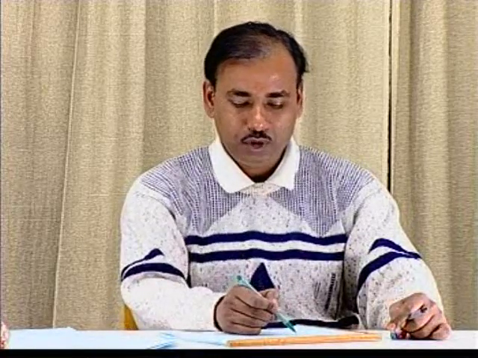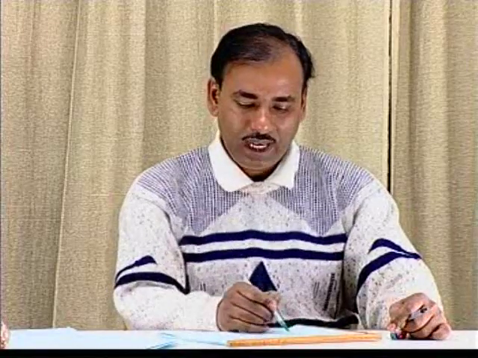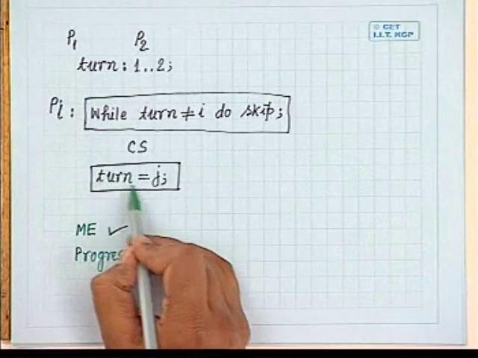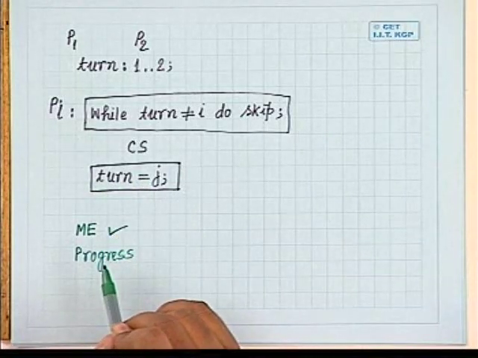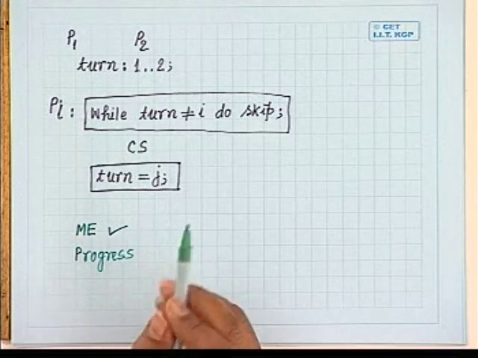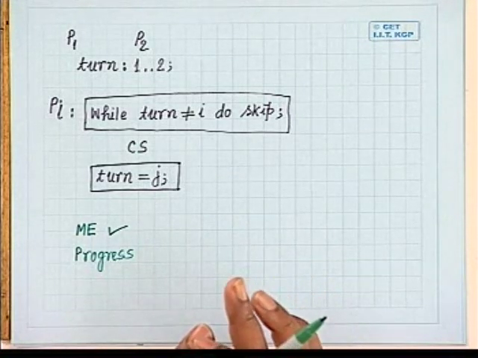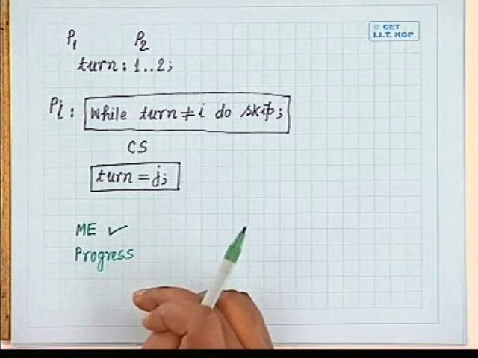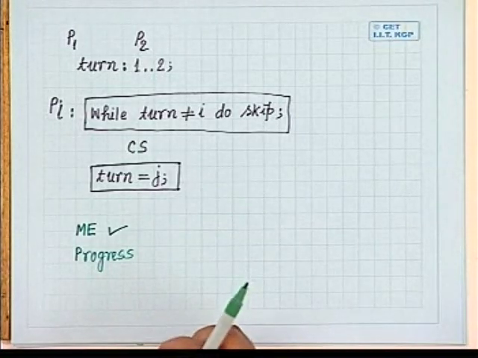Okay. Now let us take a hypothetical situation. Suppose initially value of turn was equal to 1. Process P1 wants to enter the critical section, so it has entered the critical section. Because turn is equal to 1, P1 can enter the critical section. Then process P1 comes out of the critical section. While coming out, in the exit section, process P1 has set the value of turn equal to 2. But it may so happen that process P2 does not want to enter the critical section at all. Right? But next time, process P1 wants to enter the critical section again.